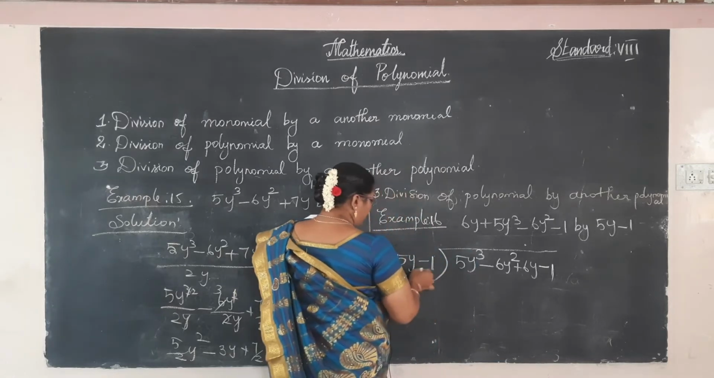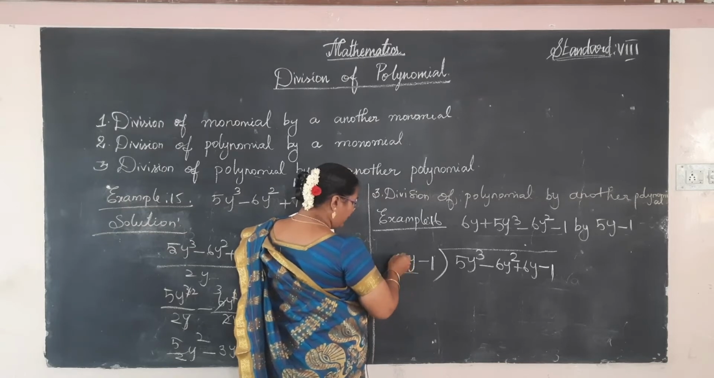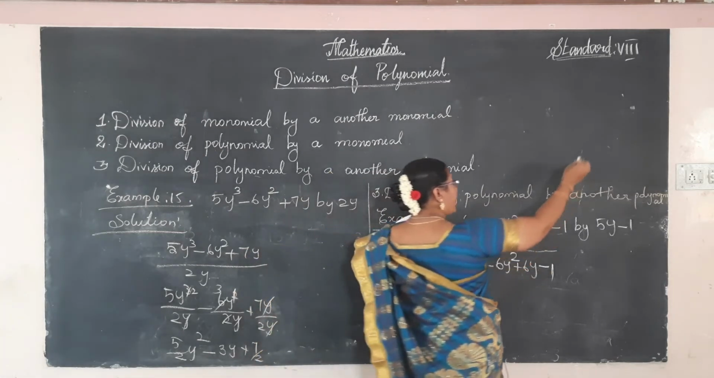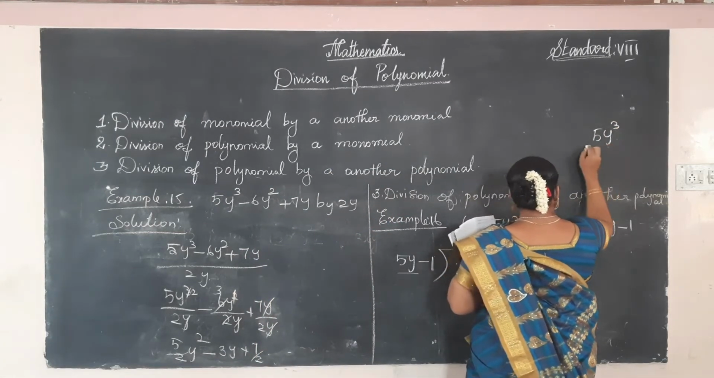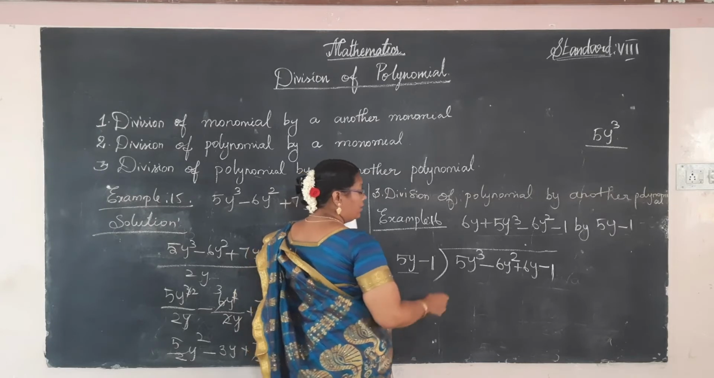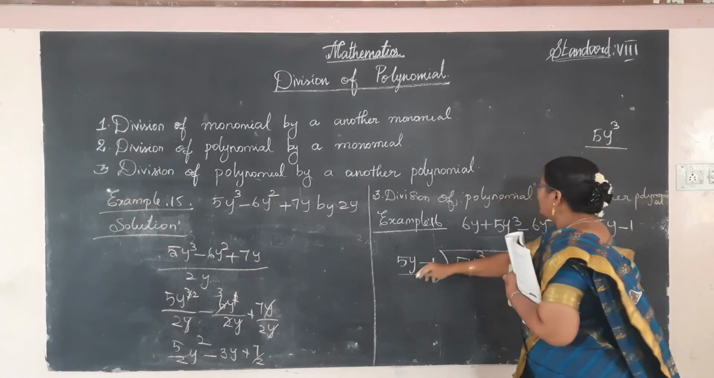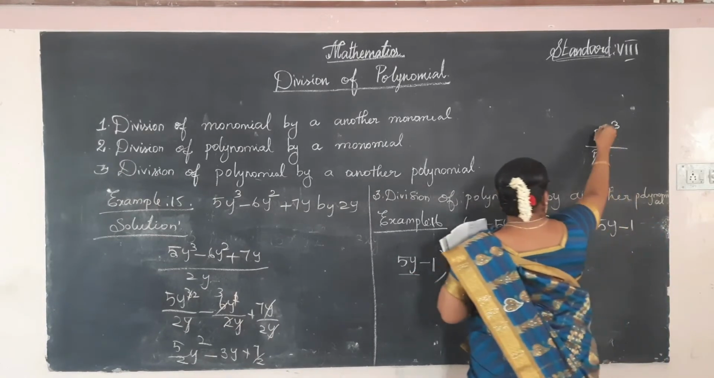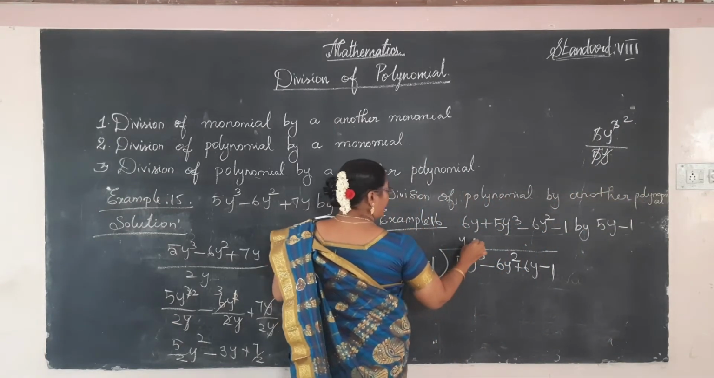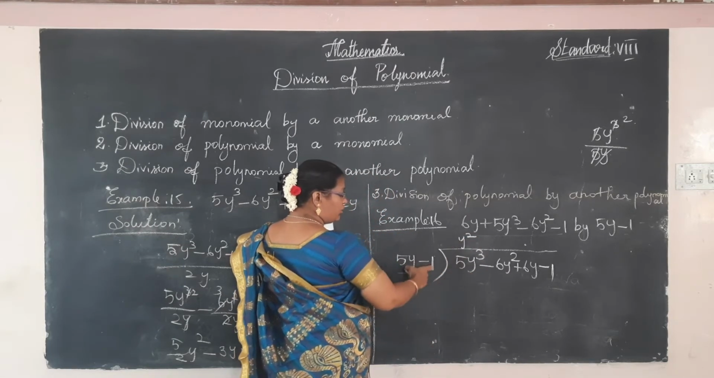First, how do we find the quotient? The divisor's first term is 5y, and the dividend's first term is 5y power 3. So divide the first term of the dividend by the first term of the divisor to get the quotient. 5y cube divided by 5y: the 5 cancels and the y term also cancels, so we get y power 2.